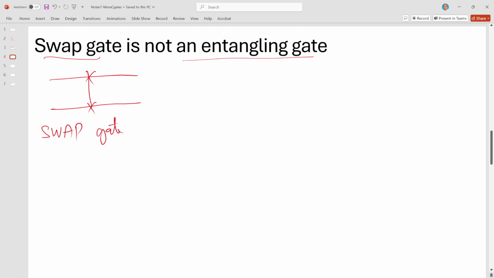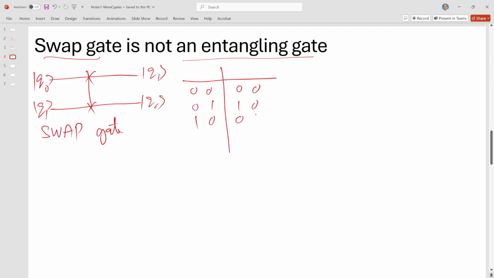Okay, so we can construct its truth table like this. Let's say this is qubit q0, this is qubit q1. So let's say these are the states. So this q1 state goes there and q0 state comes here. So |00⟩ goes to |00⟩, |01⟩ goes to |10⟩, |10⟩ goes to |01⟩, |11⟩ goes to |11⟩.